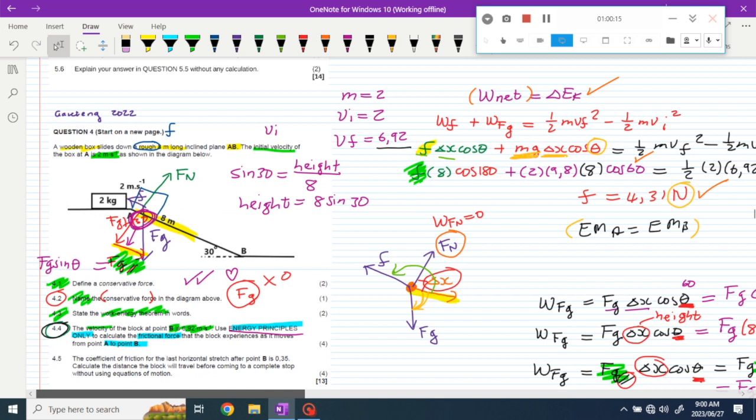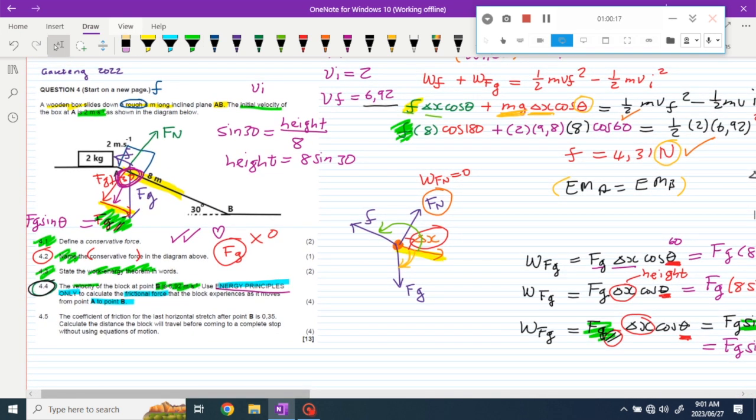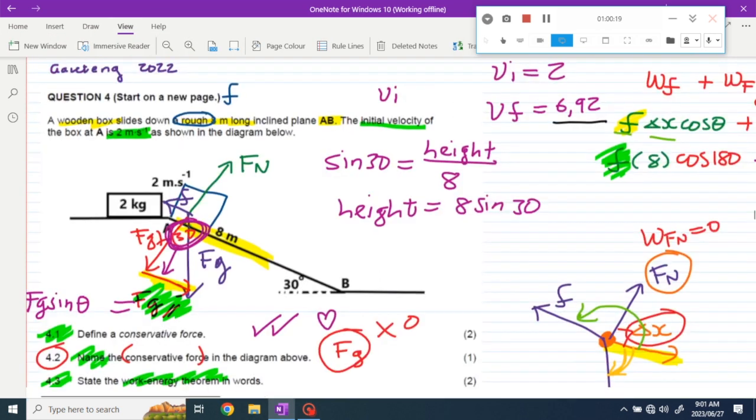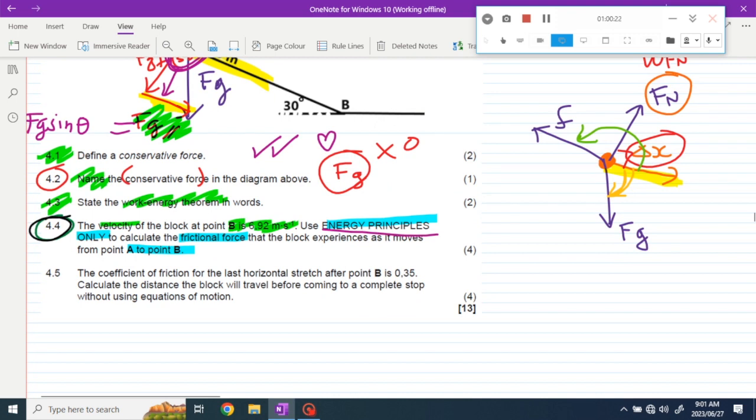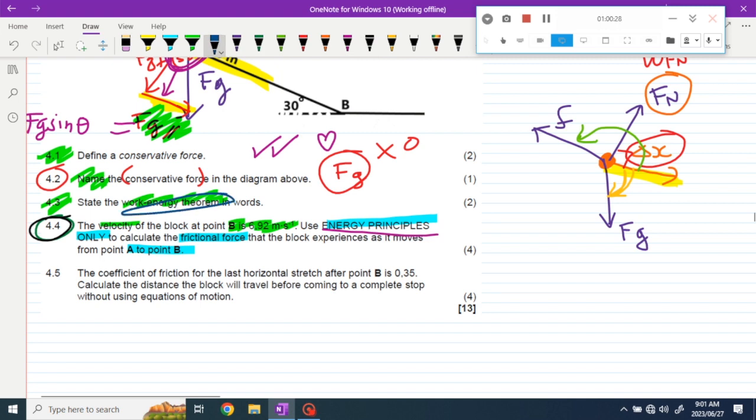Anyway, let's go back to this problem. The very, very last problem over here. And I just again want to point out to you, they said in question 4.3 to state the work energy theorem in words, and look at 4.4, we use the work energy theorem.